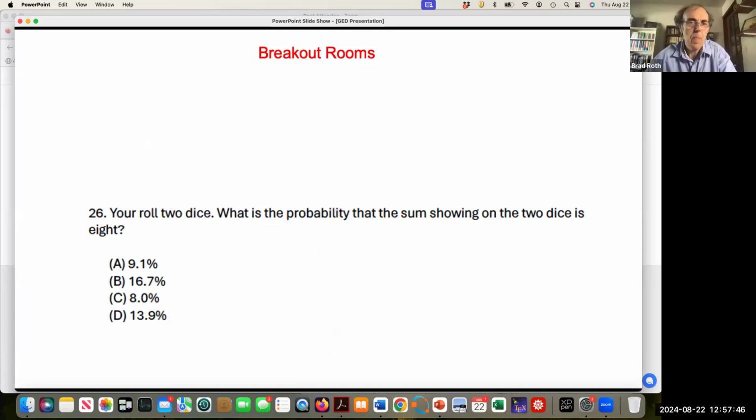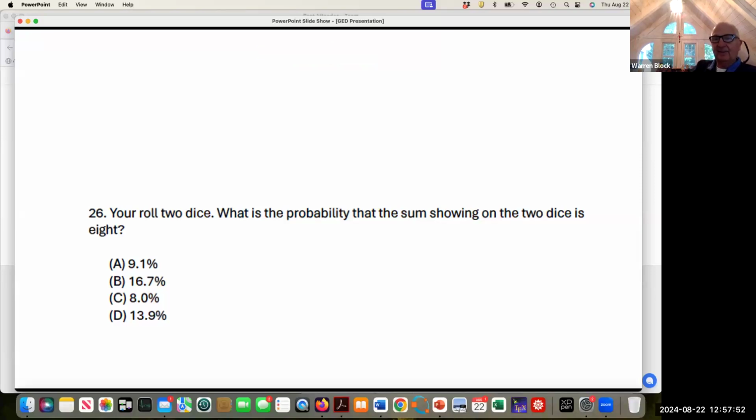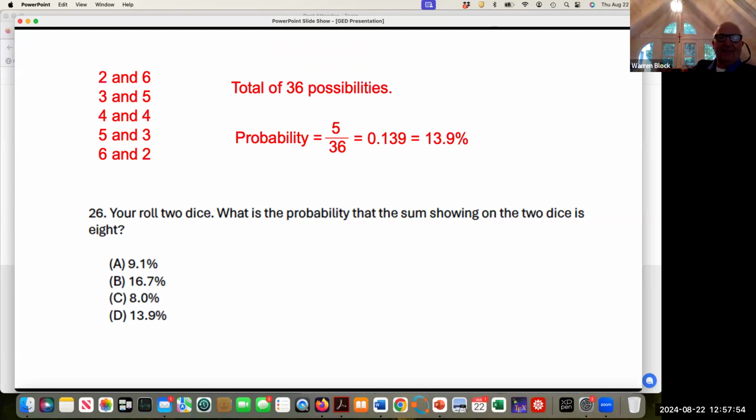Okay, roll 2 dice. What is the probability of showing 8? So there's 36 total possibilities. And how many ways can you get 8? There's 5 of them, so it's 13.9%.